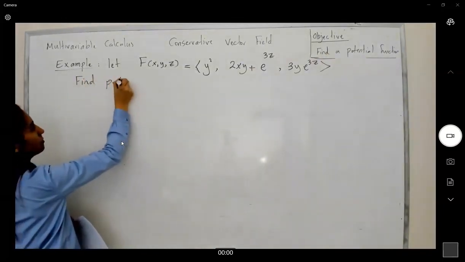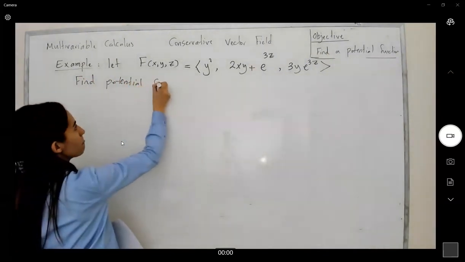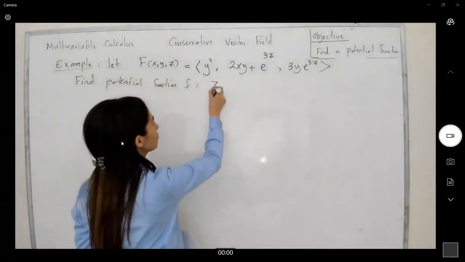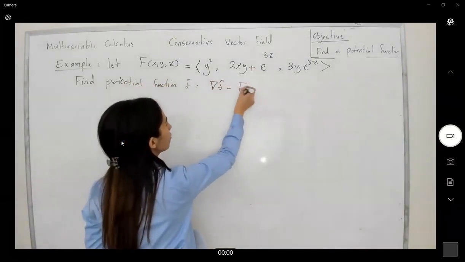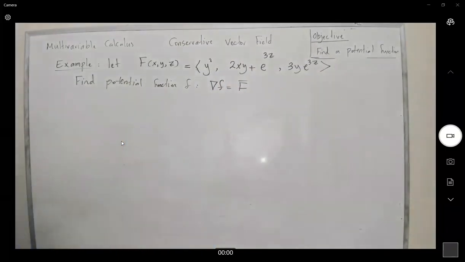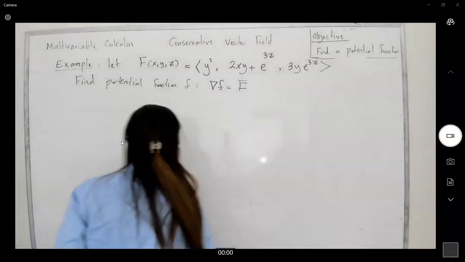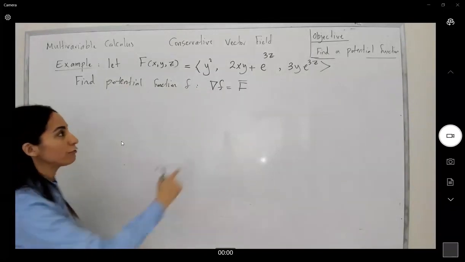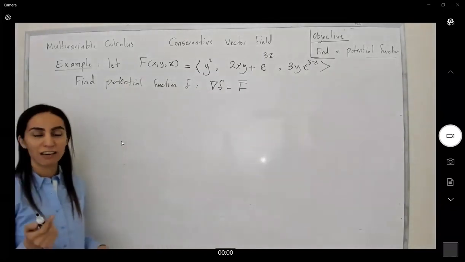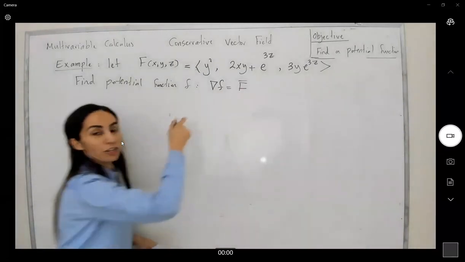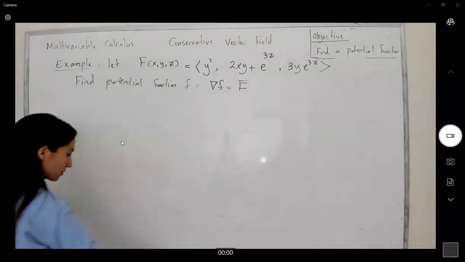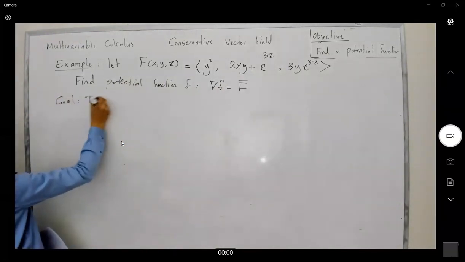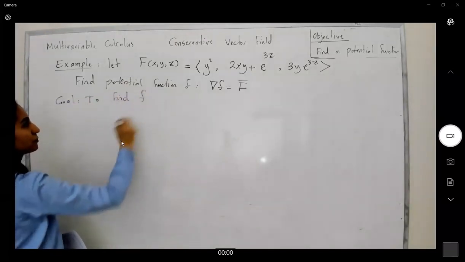Find a potential function f such that if you take the gradient of f, it is equal to your vector function F. Let us start. So first of all, we're looking for a potential function f that satisfies this equation. This is your goal. The goal is to find f.